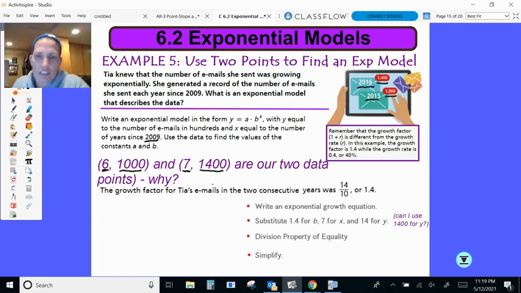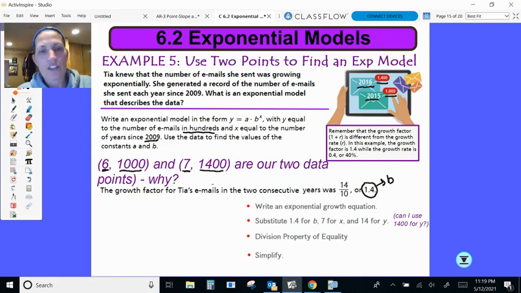So the growth factor is going to be basically our rate of change. What do we multiply 1,000 by to get 1,400? We can find that out by dividing 14 by 10, because we're working in hundreds here, right? It says emails in hundreds, so we're just going to divide each of those by 100. So 14 divided by 10 is what gives me my 1.4. This is going to be my b. That's my growth factor, okay?